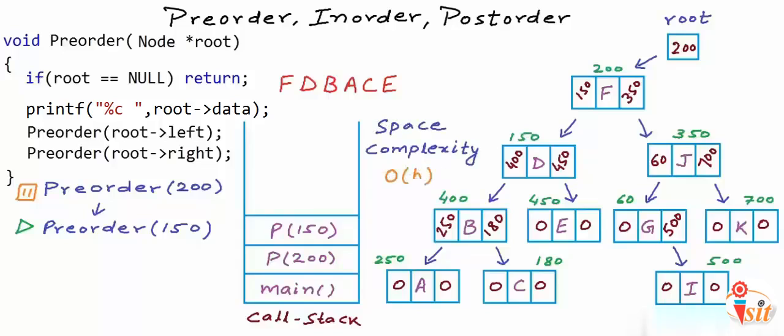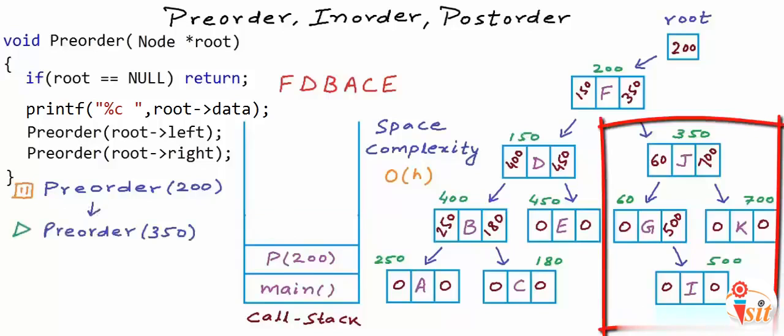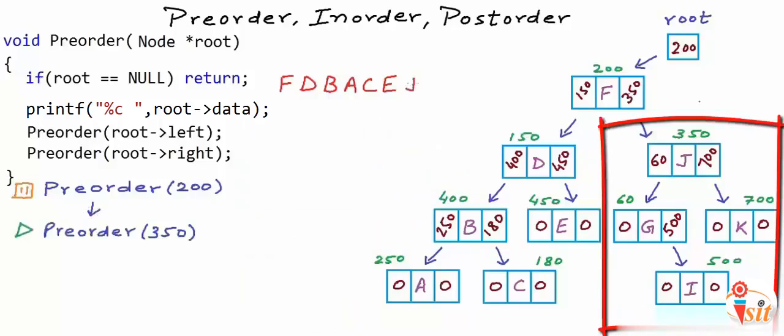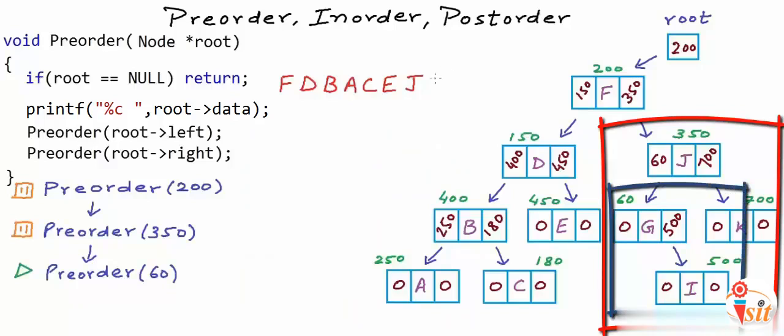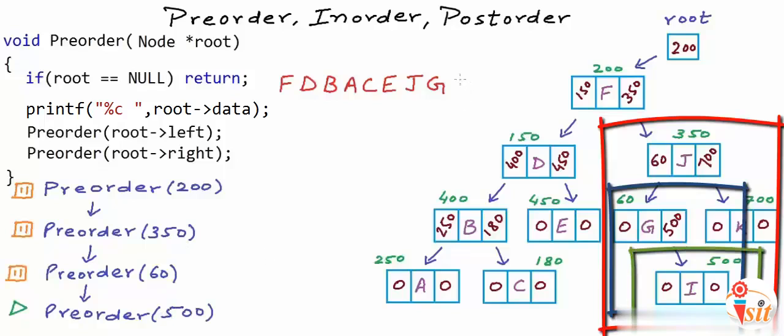Okay, coming back to the recursion, we are done with preorder 150, so preorder 200 will resume, and now we will make a call to visit this particular subtree. In this call we will print j, and then we will make a call passing address 60. So now we are visiting this particular subtree. Here we will first print g, and then this guy will make a call to preorder 0, which will simply return, and then there will be another call to preorder 500. Here we will print i, and then we will make two recursive calls passing address 0 every time, because node at 500 is a leaf node with no children.